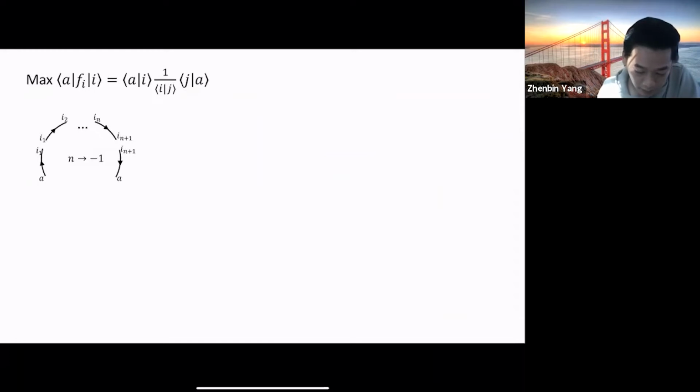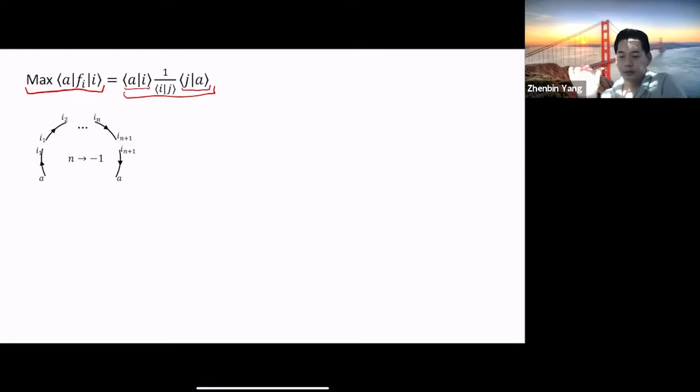So in the previous slides, we got that this maximum inner product is given by this formula. We have the overlap between A and I, and the overlap between J and A, and then times this matrix inverse of the overlap between states I and J. And we were going to use the gravitational path integral to calculate this. The main difficulty is how to treat this matrix inversion, 1 over ij.